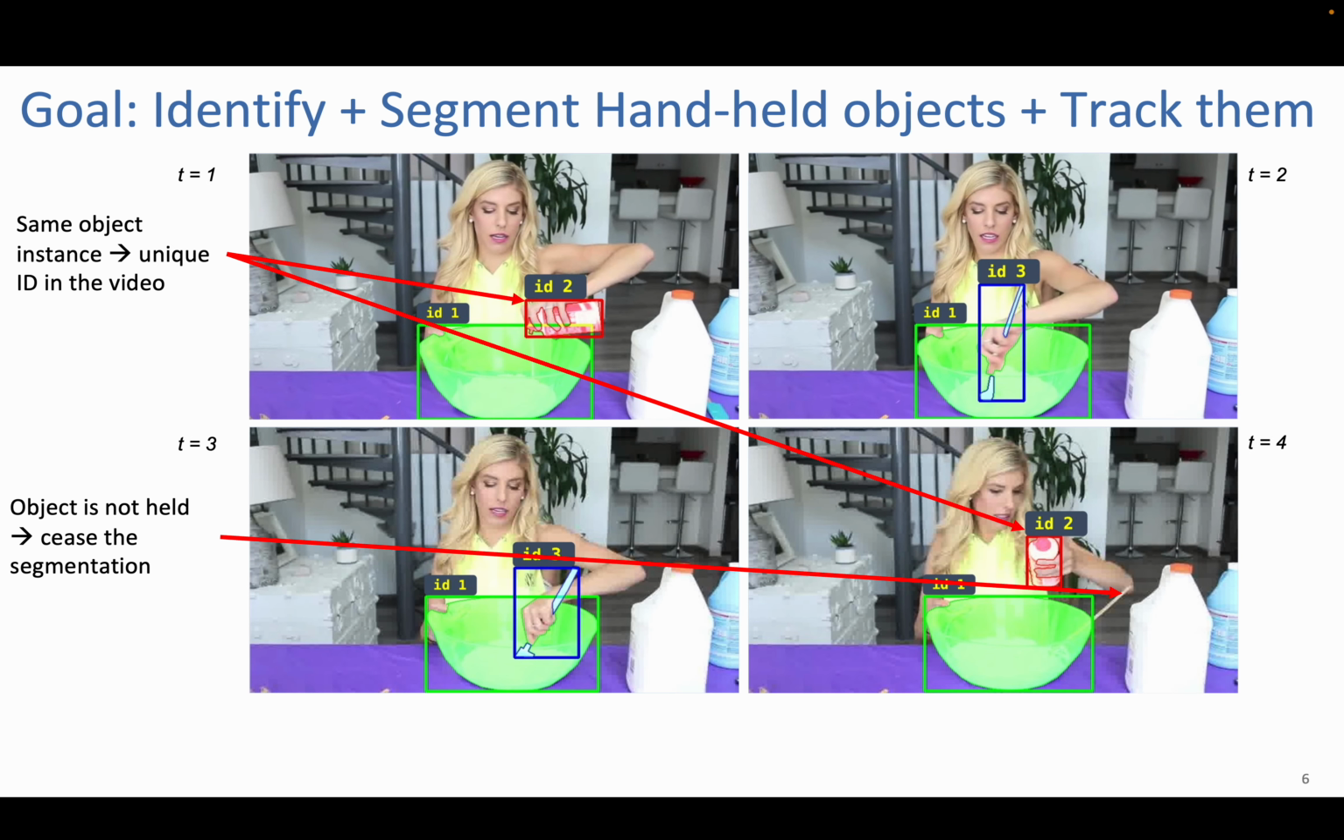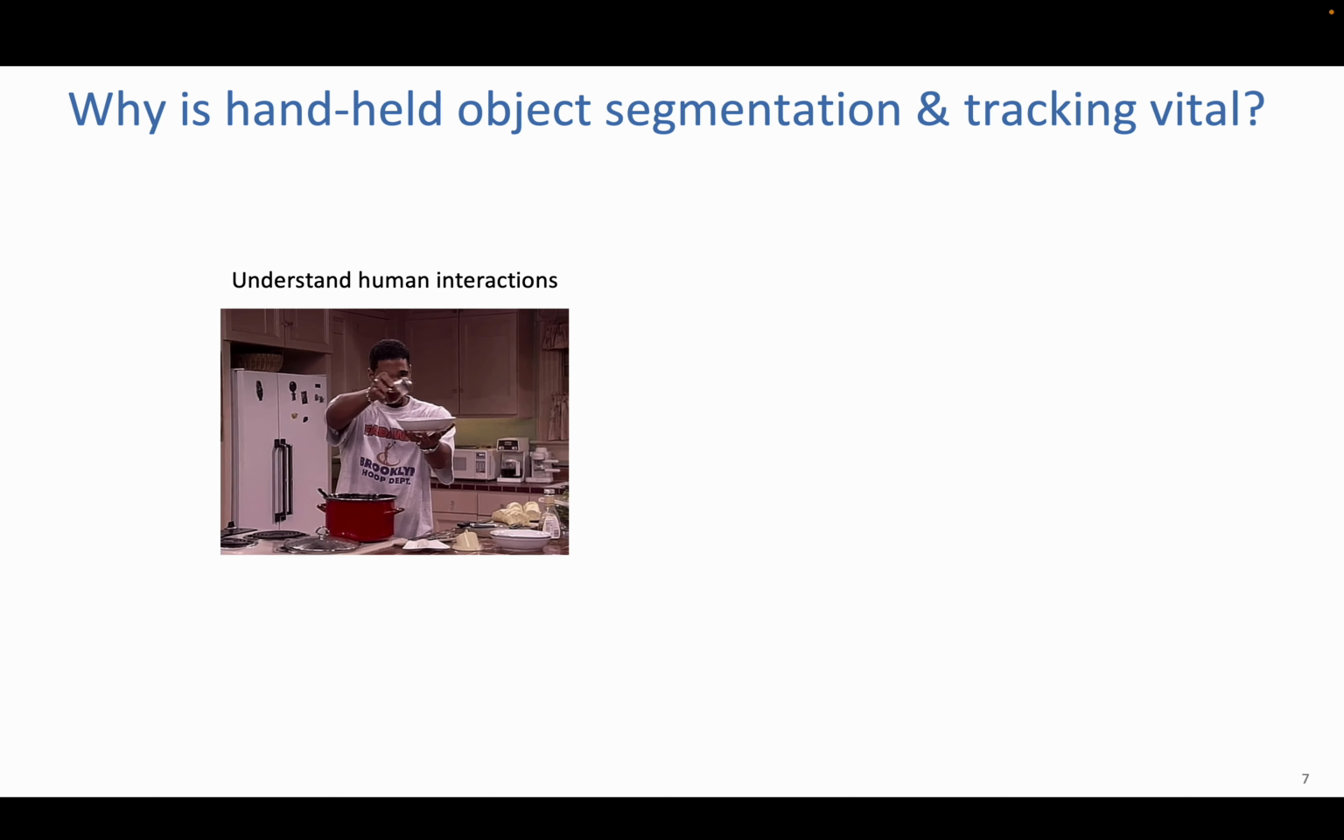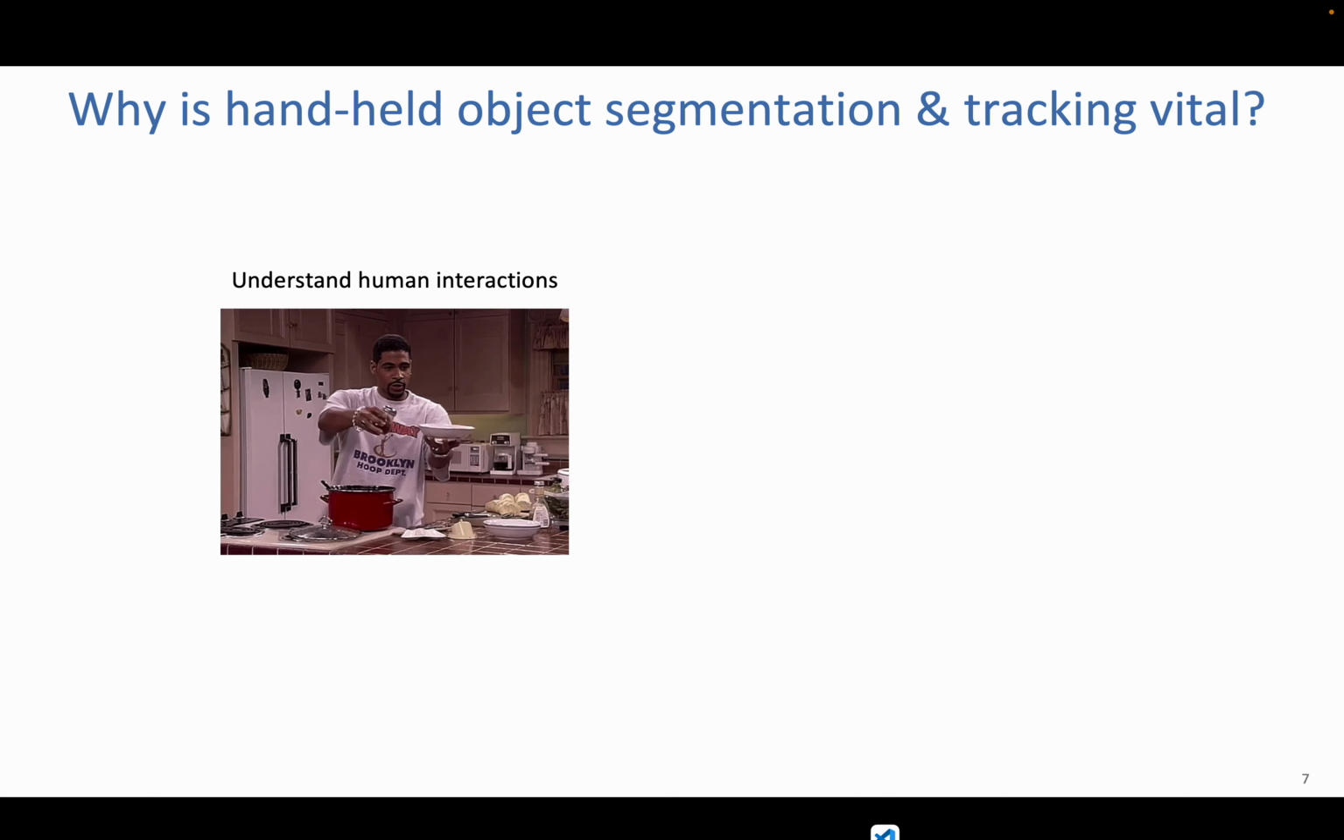There are two important conditions, however. First, each handheld object should have a unique instance ID even if the object is invisible in certain frames or it is non-held in some frames. Second, if the object is not handheld in certain frames, we do not segment or track the object in such frames. Handheld object segmentation and tracking is an important problem with numerous applications.